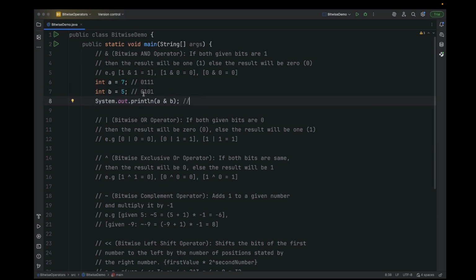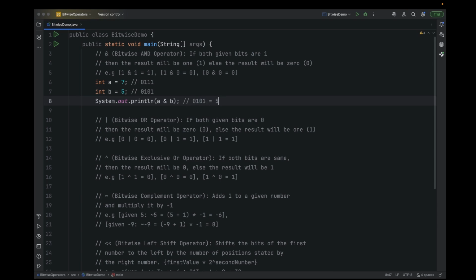0 and 0, both bits are not 1, means we are going to be getting 0 at this point. 1 and 1, both sides are 1, means we are going to be getting what? 1. 1 and 0, both sides are not 1, so we are going to be getting 0 here. 1 and 1, both sides are 1, means we are going to be getting 1. So our value is equal to what? 5. So the result that is going to be printed should be 5.